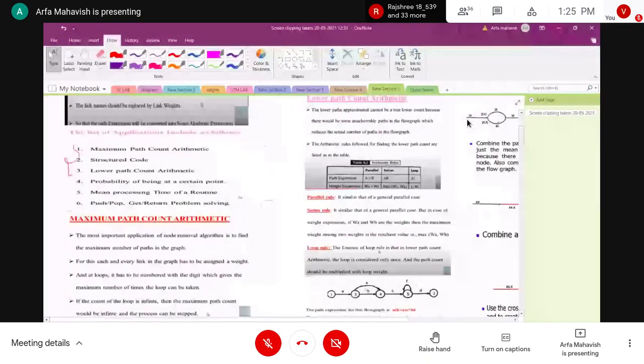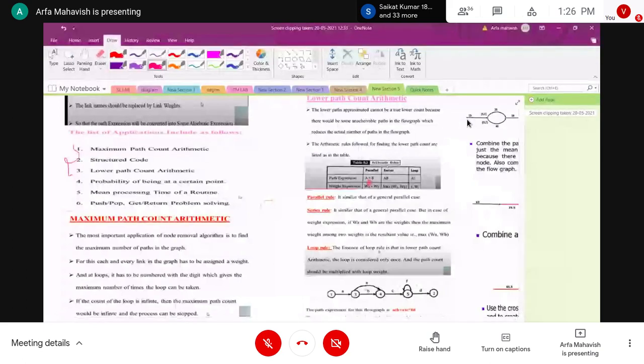So this is lower path count arithmetic. Here is the graph, guys. Look at these rules: we have the path expression and the weight expression for parallel, serial, and groups. These three conditions will be applied in our reduction procedure. For this reduction procedure for lower path count, we have these three rules.